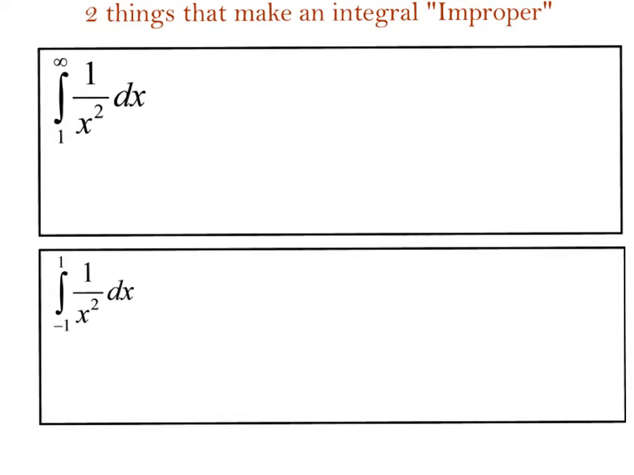The other kind is a little harder sometimes to see, but you look, 1 over x squared, we know what the shape of that is. There's a discontinuity at 0. So we're trying to find the area, and yet there's a discontinuity in the middle. It doesn't have to be at the middle, it could be at an endpoint. But the two types of improper integrals are an infinite bound or a discontinuity. In both cases, we're going to use some limit notation here.